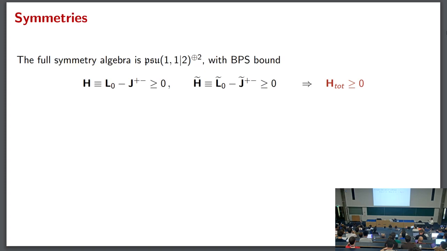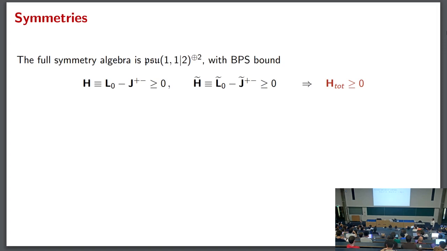Now you can look at the symmetries of this light gauge fixed theory. First of all, let me remind you the total symmetry algebra is called PSU(1,1|2). It fits the SU(1,1) and the SU(2) that we had before, and it comes in two copies. And this combination L minus J is actually quite nice because it's precisely the BPS bound of either copy of the algebra. So H and H tilde, that together make H dot, are both positive semi-definite, and they are 0 only if the state is BPS.